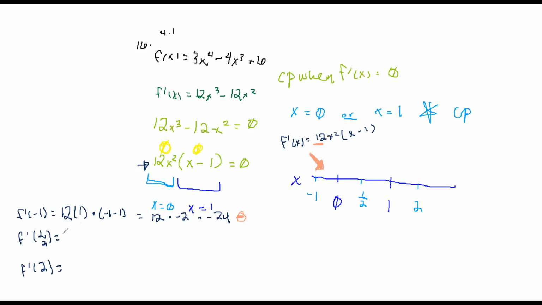Then I'm going to do the exact same thing. This is 1/4 times 1/2 minus 1. So this is 3 times -1/2, equal to -3/2, right? Yes. And this is going to be 12 times 4 times 2 minus 1, equal to 48 times 1. Okay.